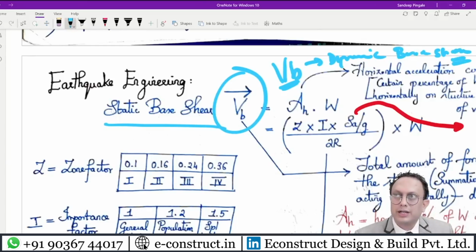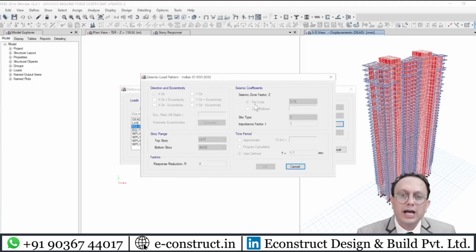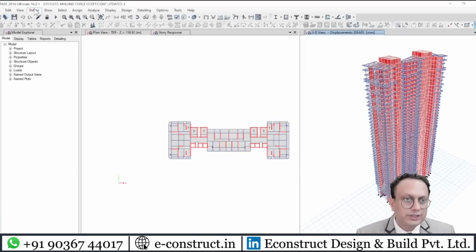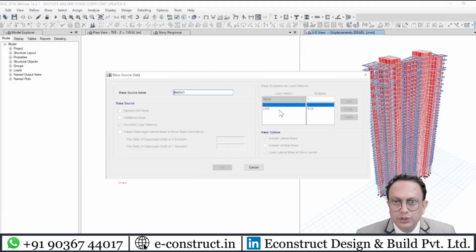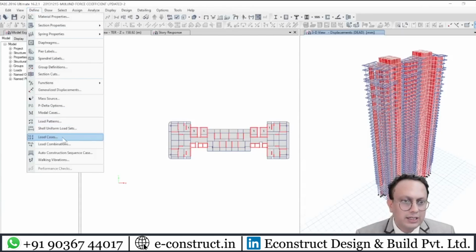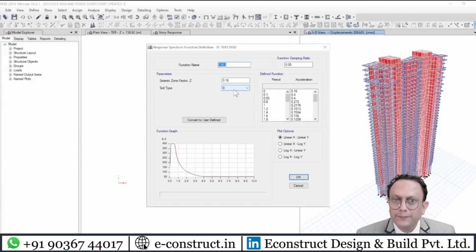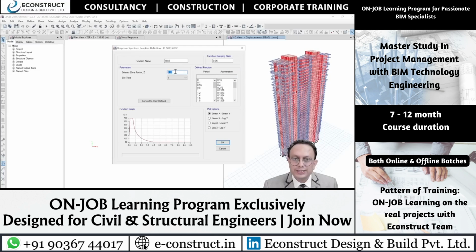Now what is dynamic base shear? Let's see that. So let's say, for example, this is the project in which I have defined the static base shear based on the static parameter IS 1893. I have defined this parameter, and similarly I'll be defining the mass source from here. So this is the mass source, 1 times the dead load and 0.25 times the live load, and based on this I'll be giving the mass source. And this is the function that I have to define. This function is IS 1893. In this particular project soil type is 2, which is the medium soil, and this project is in Mumbai, so 0.16 is the zone factor.